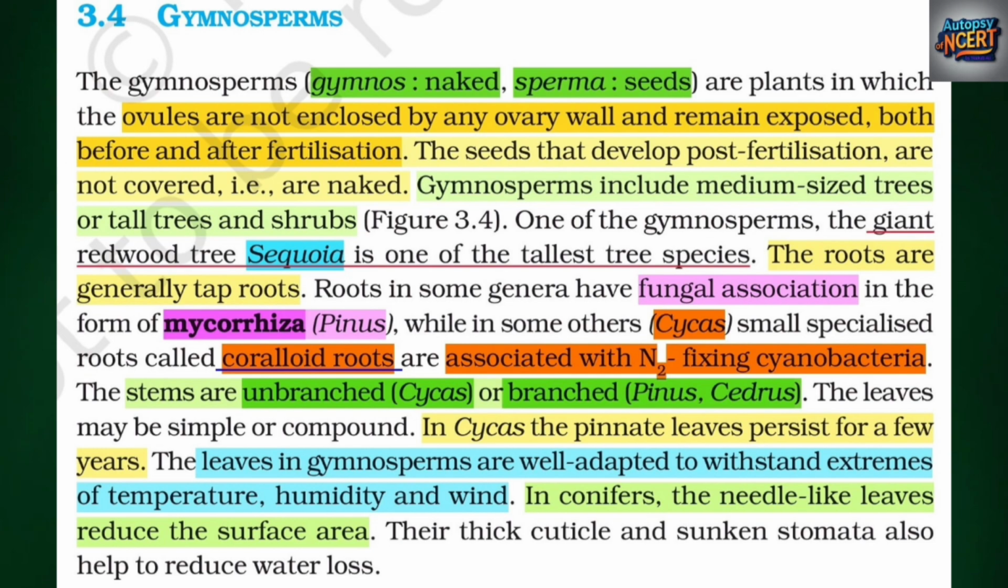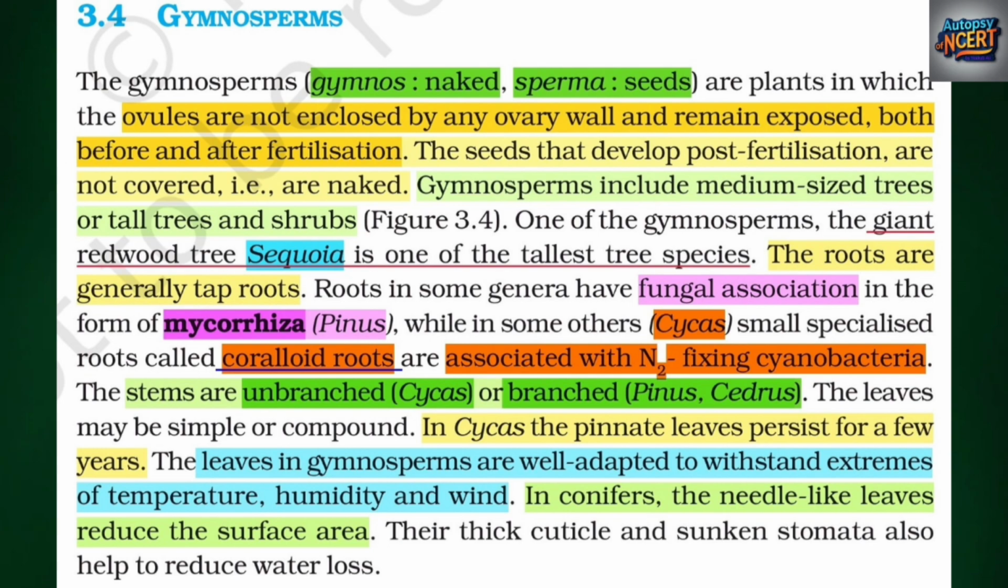The roots are generally tap roots. Roots in some genera have fungal association in the form of mycorrhiza (Pinus), while in some others (Cycas), small specialized roots called coralloid roots are associated with N2-fixing cyanobacteria. The stems are unbranched (Cycas) or branched (Pinus, Cedrus). The leaves may be simple or compound. In Cycas the pinnate leaves persist for a few years.